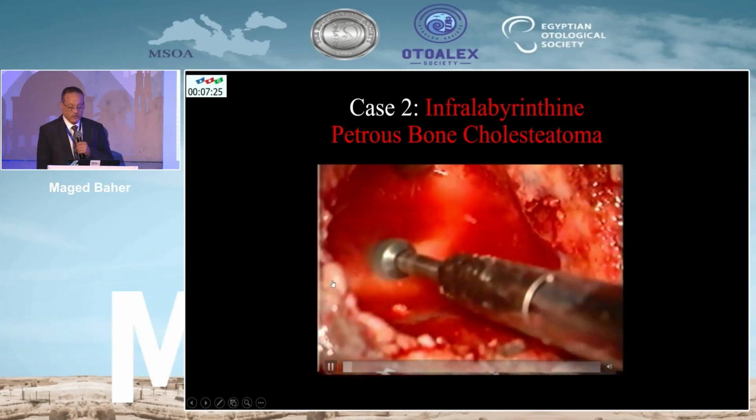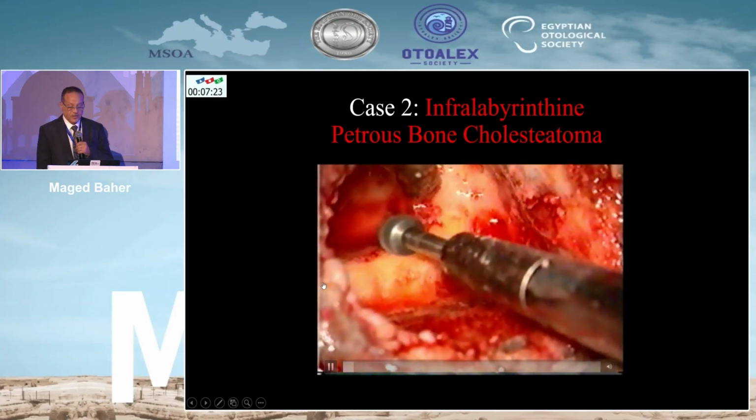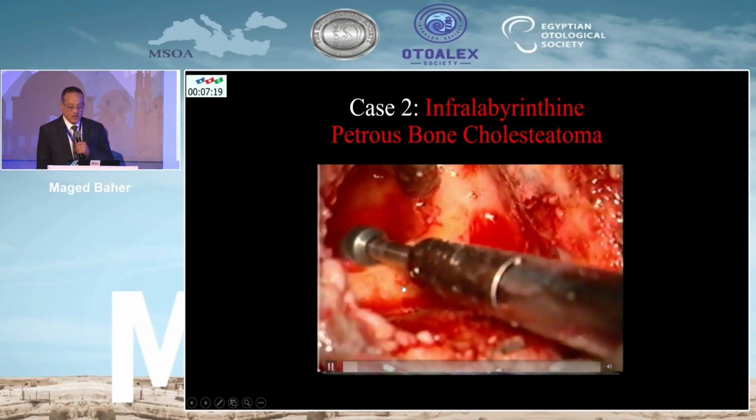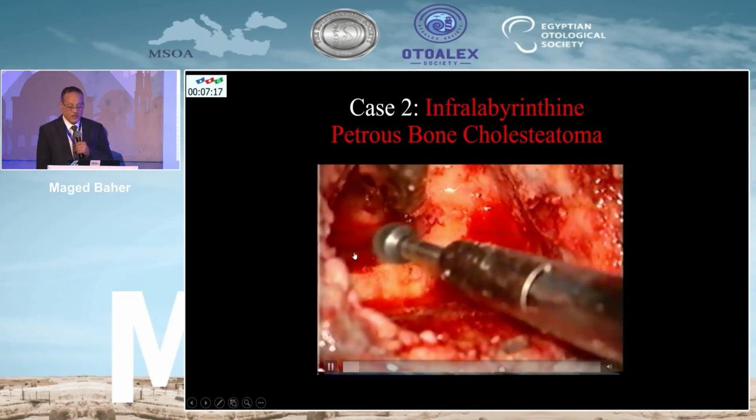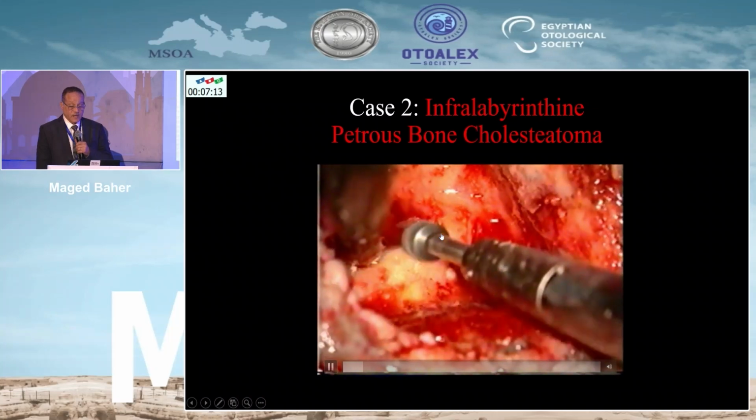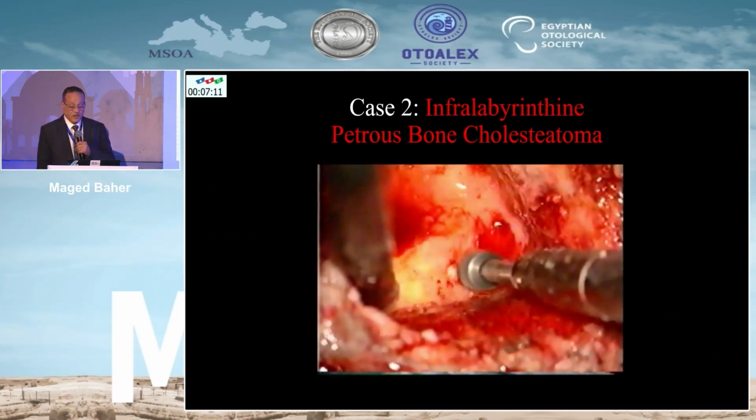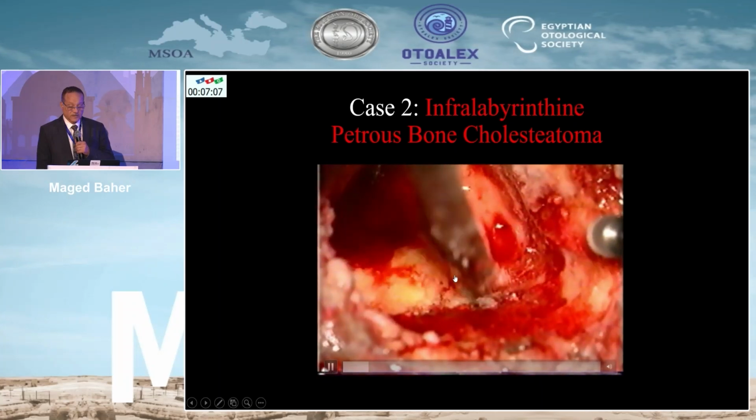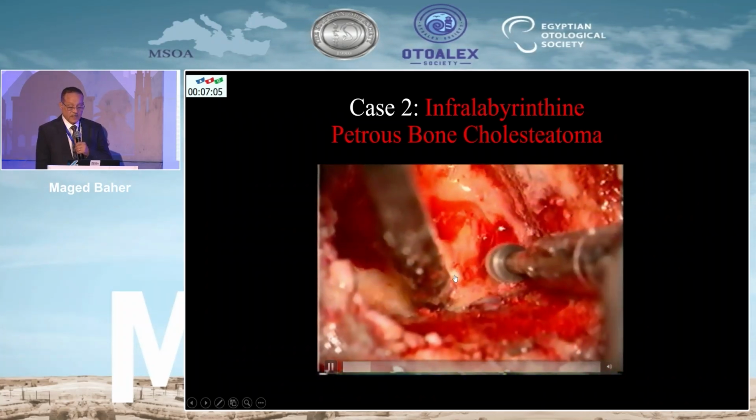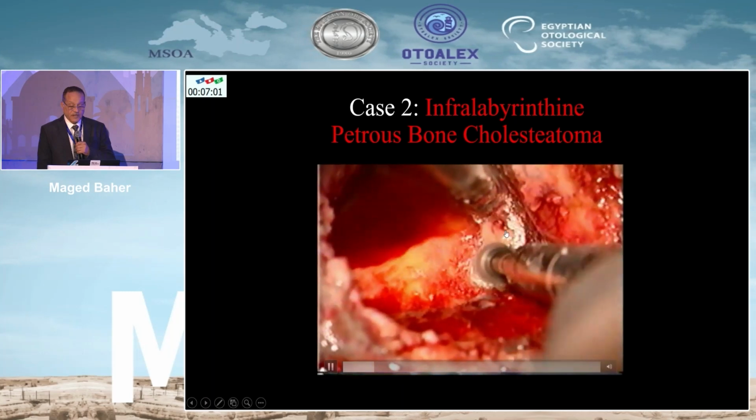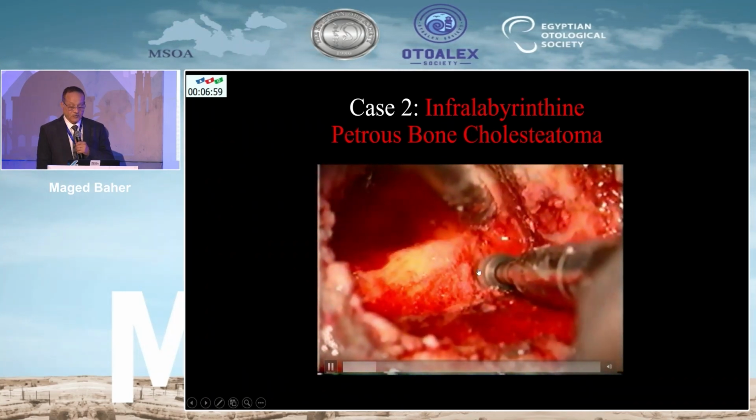This is the mastoid tip here. This is the middle ear cavity. And we are preserving the facial nerve because the facial nerve function was intact, but the patient had complete hearing loss. And you can see a glimpse of the cholesteatoma matrix medial to the facial nerve. This is the lateral canal being drilled out.